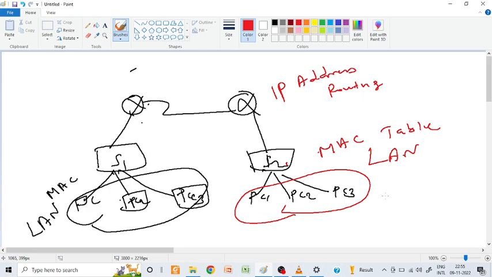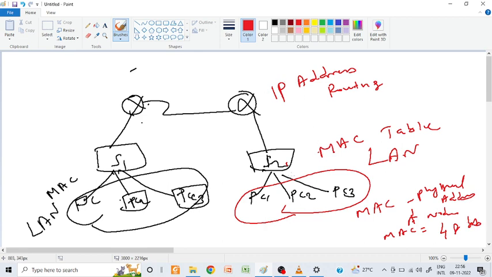So what is a MAC address? A MAC address is a physical address of a particular node. The length of a MAC address is 48 bits, and it is a permanent address for a particular node. If a PC has MAC address 1, this will be the permanent address for that particular PC.